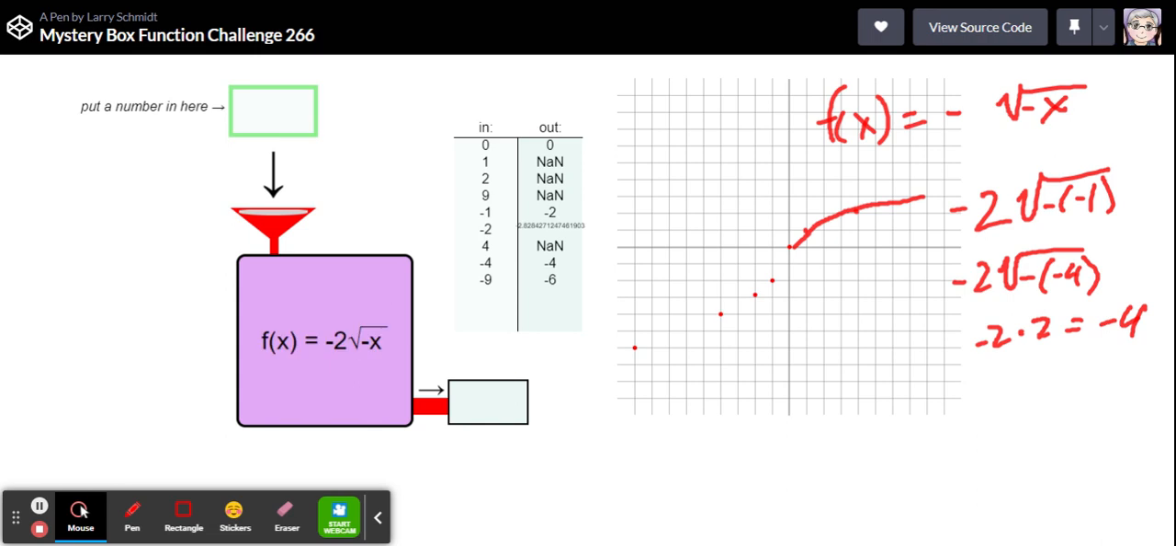Yeah, it's a -2 times the square root of -x, and let's graph that as well. So it is that same square root shape. It's flipped upside down, it's flipped across the y-axis, and it's a little steeper because of that 2 multiplier.